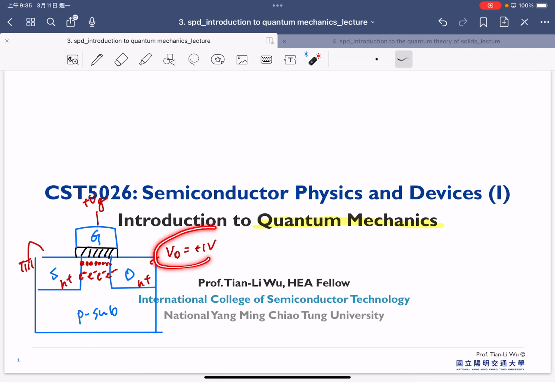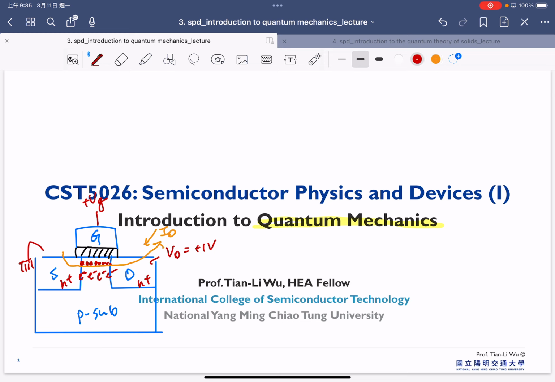And since we apply the positive drain bias on the right-hand side, we can expect these electrons to flow from the right to the left, right? That's the normal operation. That's an electron current, and that means our drain current flows in this way. So that's the typical case for how carriers transport in a typical MOSFET structure.